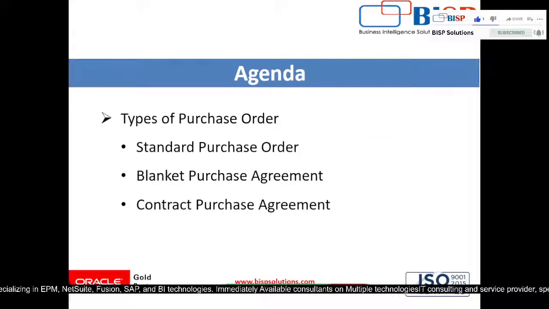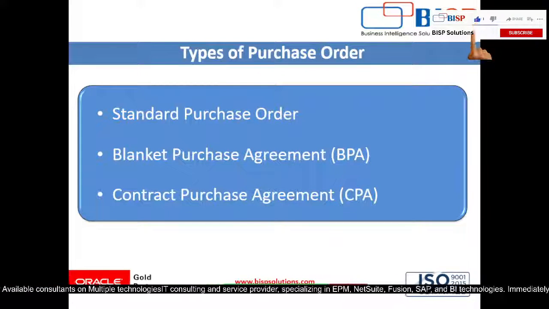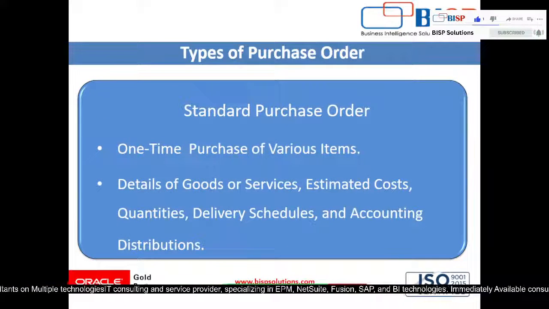So this is our today's topic, types of purchase order. We have three types of purchase order in our application: standard purchase order, blanket purchase agreement, and contract purchase agreement. Right. So let's check one by one in today's session. This is the type of purchase order in our application, and we have the standard purchase order.